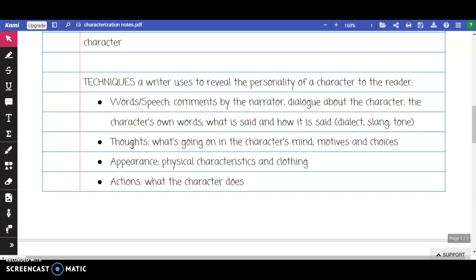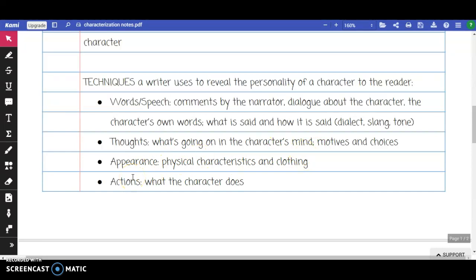Thoughts may also be used. This is what's going on in the character's mind, their motives, and their choices. Appearance can also be used. This would be physical characteristics and clothing.